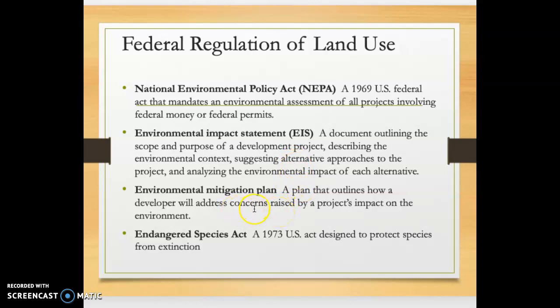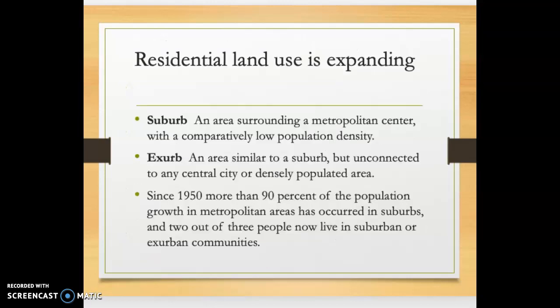An environmental mitigation plan is a plan that outlines how a developer will address concerns raised by a project's impact. So they're anticipating what could potentially happen or go wrong, and the plan has to outline and be prepared for that. And then the Endangered Species Act of 1973, another one for the APES exam that you're really going to need to know. This act was enacted to protect species from extinction. So that's another big one that you better put in memory.